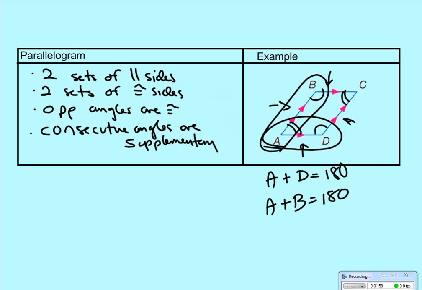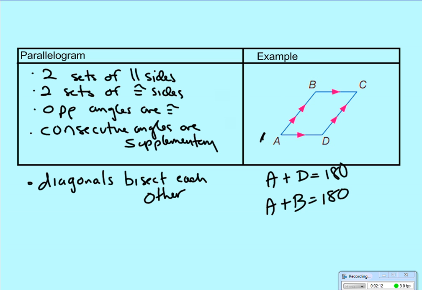The last piece is this. The diagonals bisect each other. So what does that mean? Well, let me clear a little space and I'll show you. So you have 2 diagonals. You have the line from A to C. You have the line from B to D. They bisect each other. So that means those 2 are cut exactly in half. Those 2 are cut exactly in half.